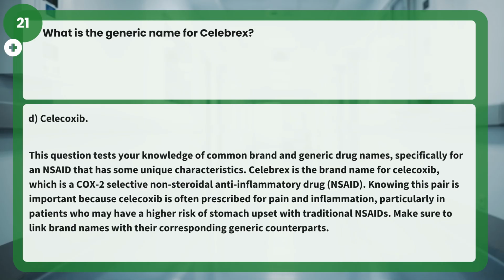Answer D. Celecoxib. This question tests your knowledge of common brand and generic drug names, specifically for an NSAID that has some unique characteristics. Celebrex is the brand name for celecoxib, which is a COX-2 selective nonsteroidal anti-inflammatory drug, NSAID. Knowing this pair is important because celecoxib is often prescribed for pain and inflammation, particularly in patients who may have a higher risk of stomach upset with traditional NSAIDs. Make sure to link brand names with their corresponding generic counterparts.